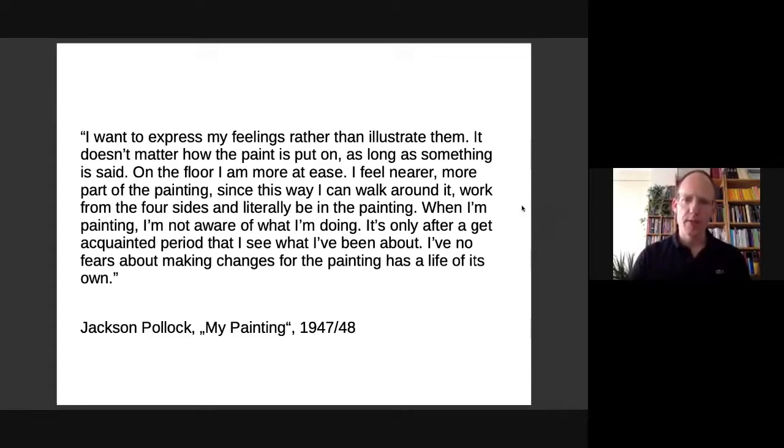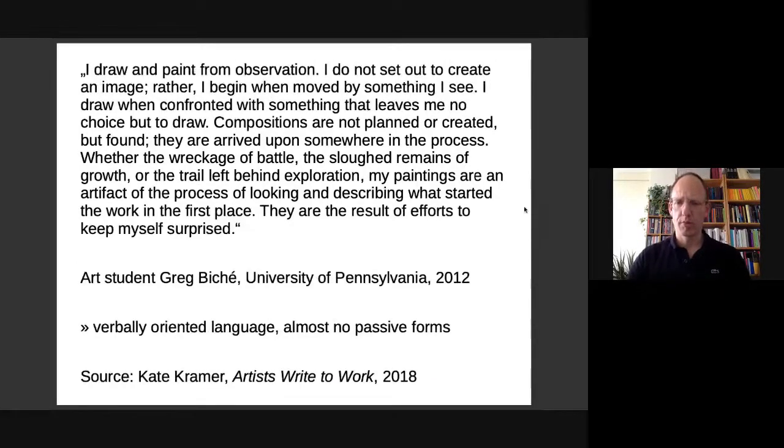So I brought you a more recent example from Kramer's book that is somehow in the vein of Jackson Pollock, a young art student, his artist statement from 2012, who wrote, "I draw and paint from observation. I do not set out to create an image. Rather, I begin when moved by something I see. I draw when confronted with something that leaves me no choice but to draw. Compositions are not planned or created, but found. They are arrived upon somewhere in the process. Whether the wreckage of battle, the sloughed remains of growth, or the trail left behind exploration, my paintings are an artifact of the process of looking and describing what started the work in the first place. They are the result of efforts to keep myself surprised."